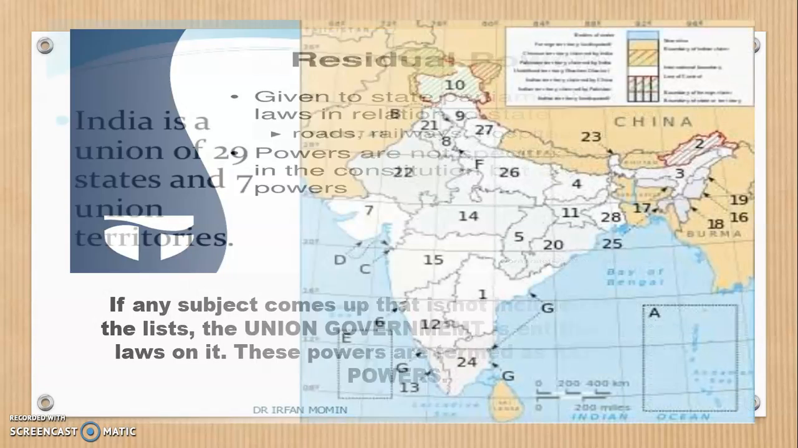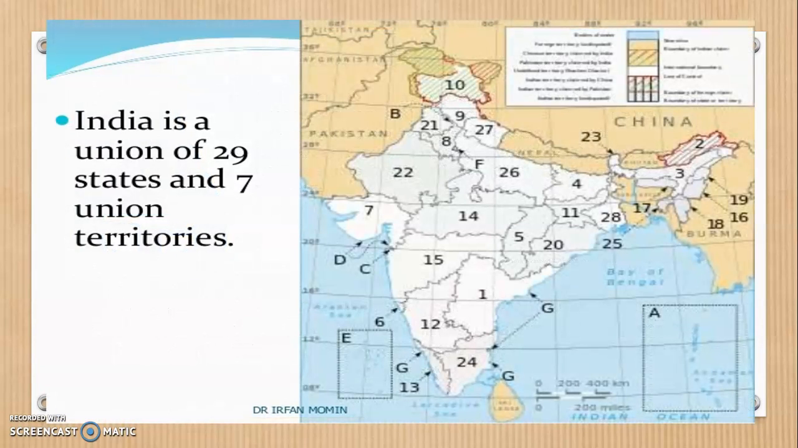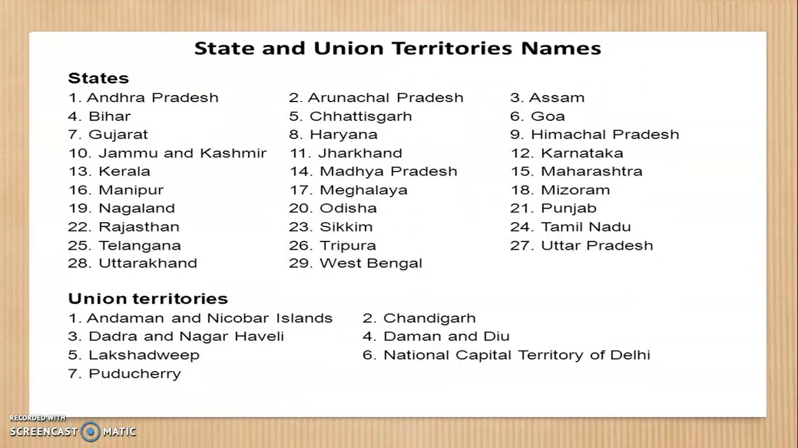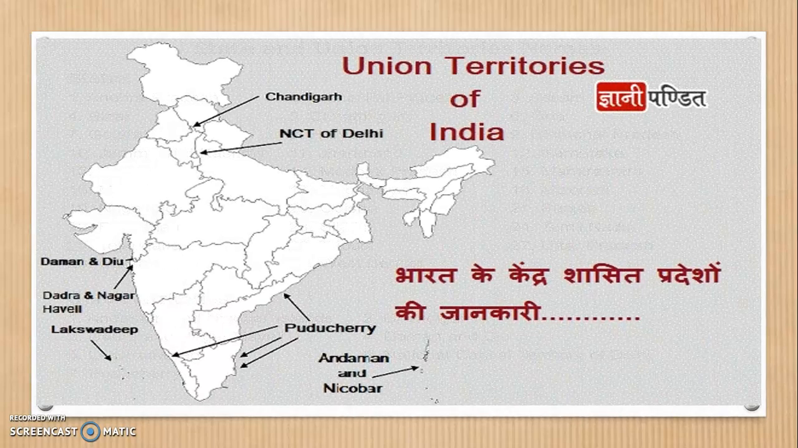Then our India is divided into 29 states and 7 union territories. Here is the list of the 29 states and 7 union territories given to you. Please go through each and every state and the 7 union territories of our country.